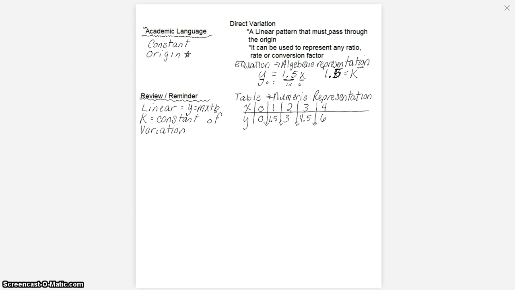One of the really interesting things and one of the ways you're going to recognize a direct variation is I'm just going to add another row to this table, and I'm going to call this row y divided by x. So I'm going to fill this out where every time I have some numbers, I'm going to take the x value and divide it by the y value.